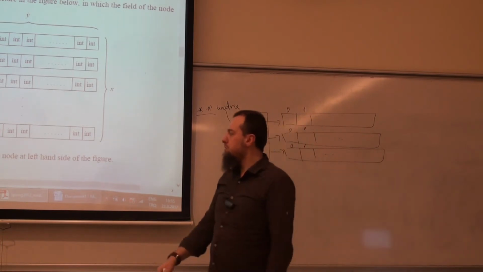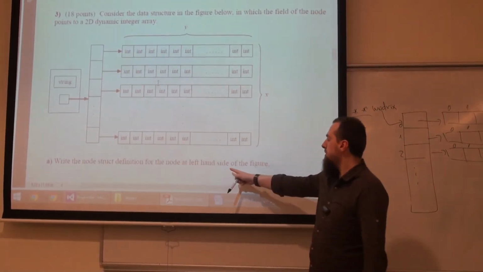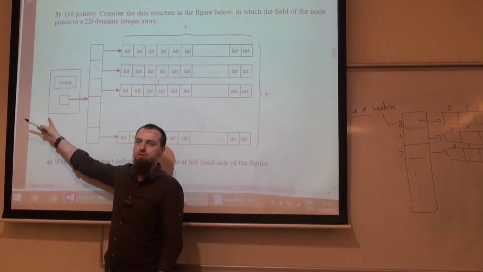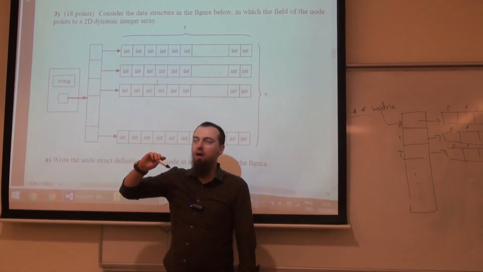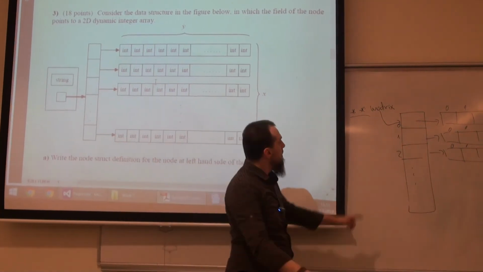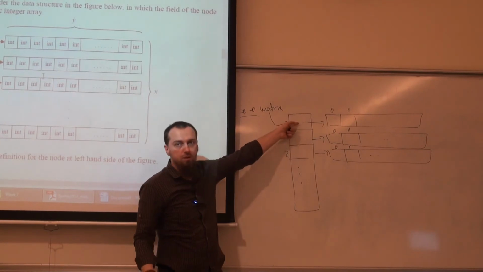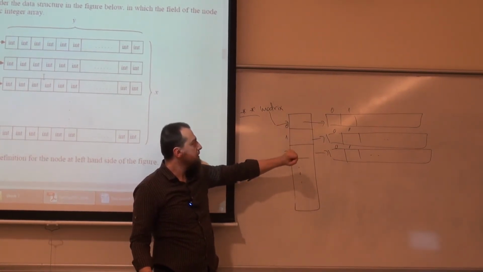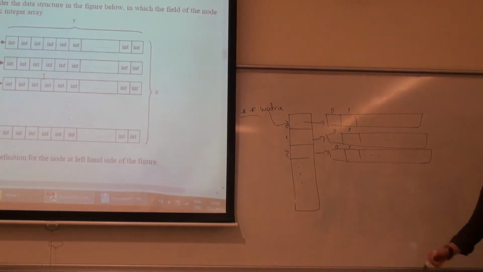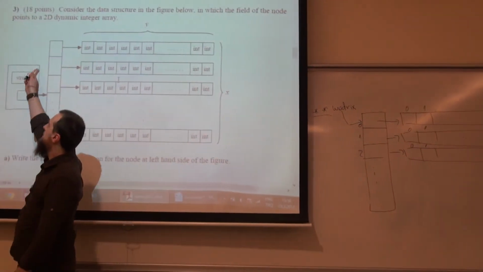Now, our job will be the following. A, write the node structure definition for the node at the left-hand side of the figure. So we have to write the structure definition of this node here. And what did we have inside? We had a string and a pointer to a pointer. Matrix was a pointer to a pointer, and it was pointing to the first block. Let's deal with this first, and I'm going to explain it again. Can you tell me how we are going to write this structure here? Only this structure.